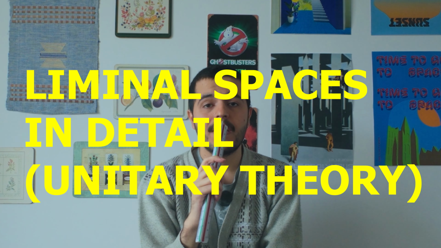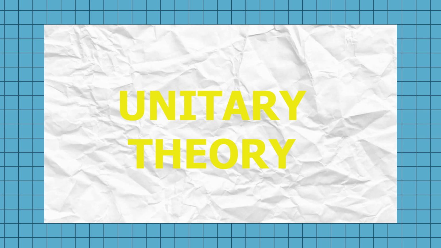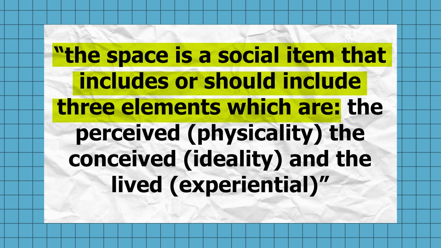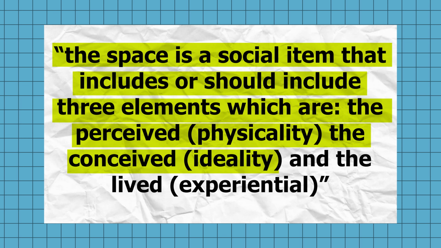It is exactly the distortion of these two qualities that gives rise to the liminal experience, the dynamic and the transitional. Though these are not the only factors that play into the experience, we will talk about those later on in the video. Now that we have defined what a liminal space is, it is time to go into detail on what makes a liminal experience. The physical elements that we talked about earlier define only one part of our experience in these spaces. So according to the unitary theory by Henri Lefebvre, space is a social item that includes, or should include, three elements, which are the perceived, the conceived, and the lived.